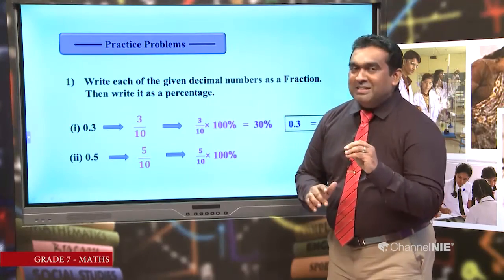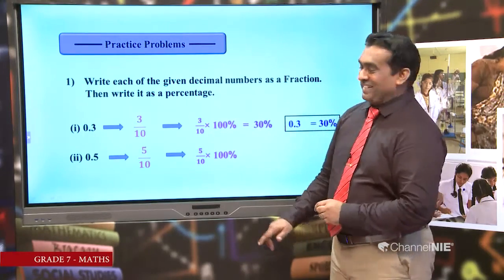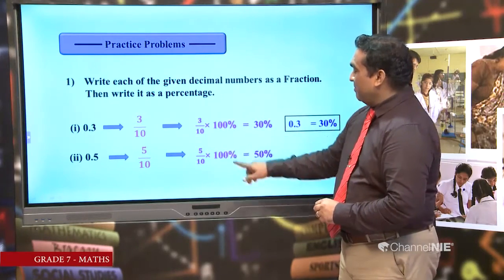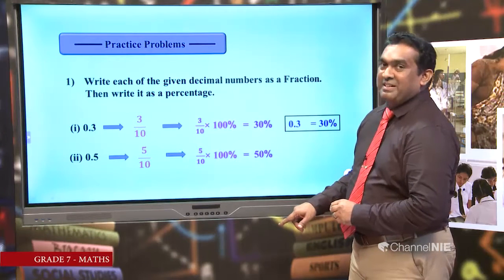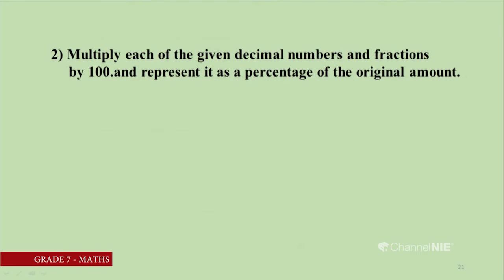How many tens in 100? There are 10 tens. Then 5 multiplied by 10, 50%. Finally, 0.5 is equal to 50%. A decimal is converted into a percentage.